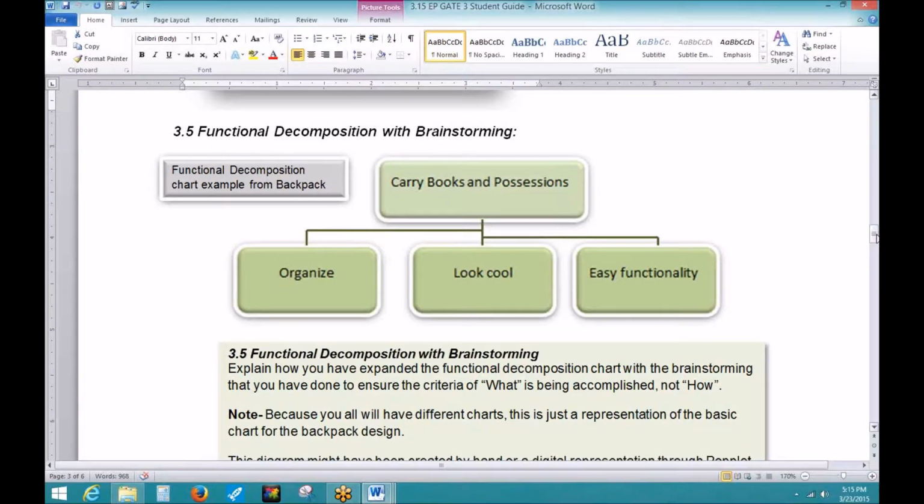Any questions about the functional decomposition? Or any questions about 3, basically? No? Okay.